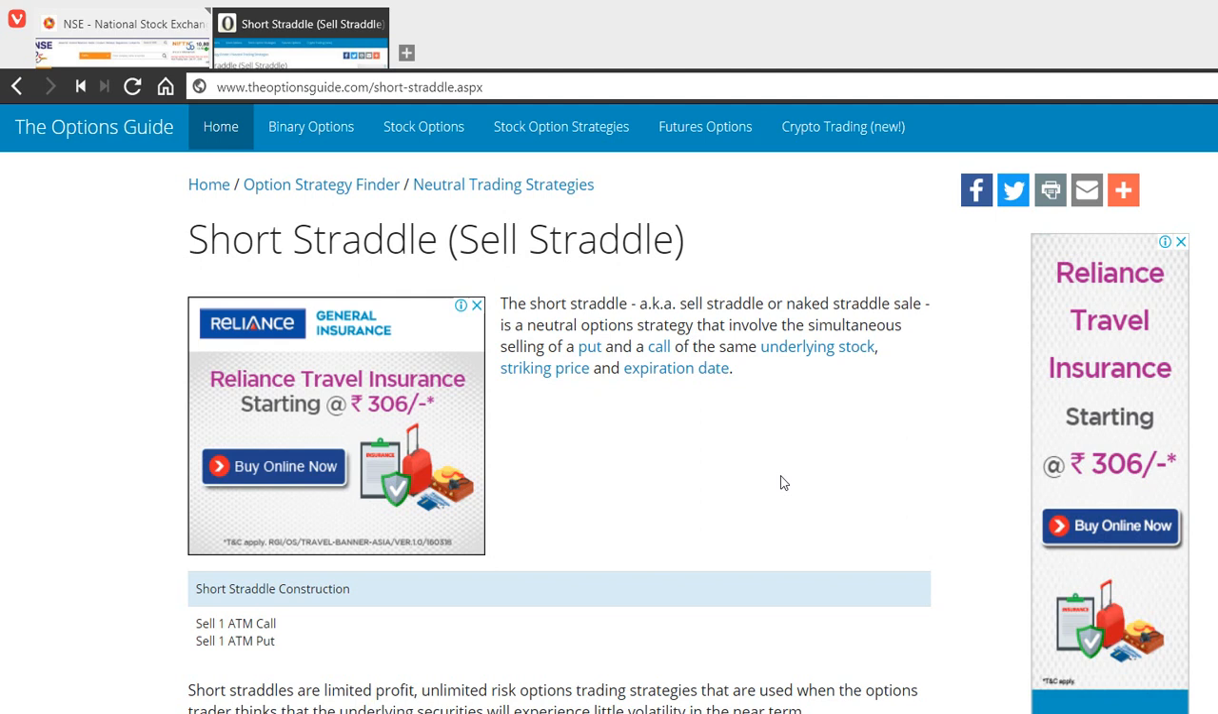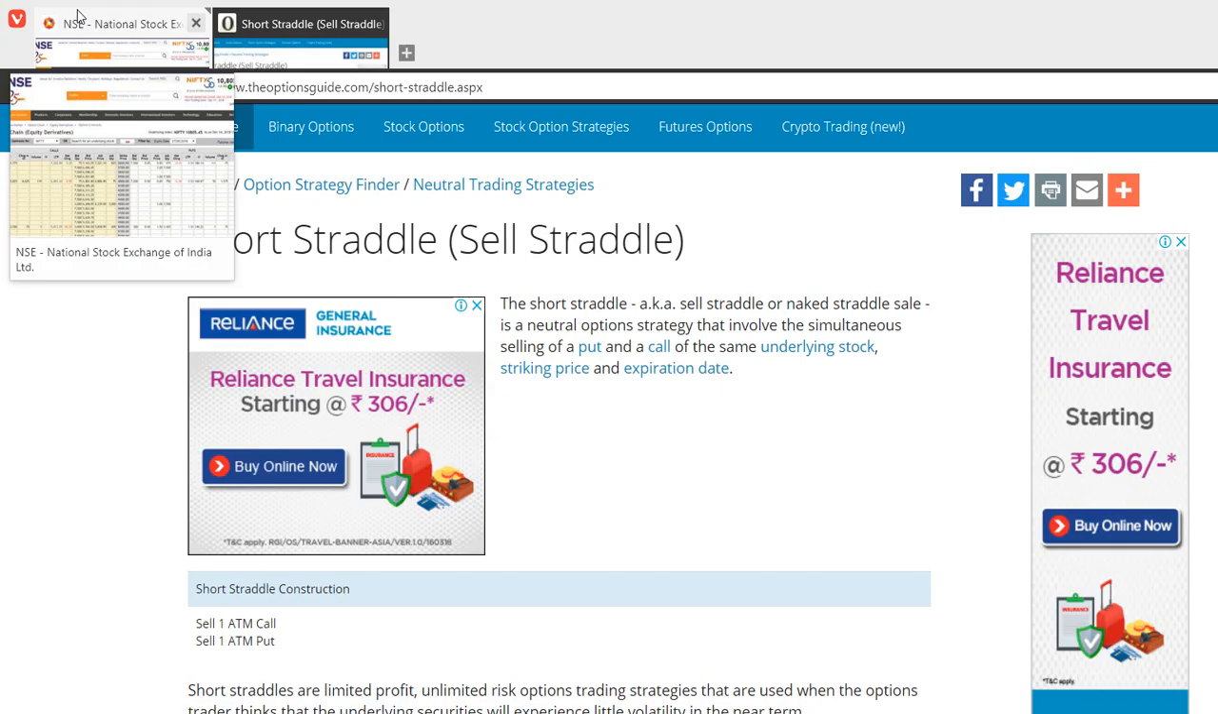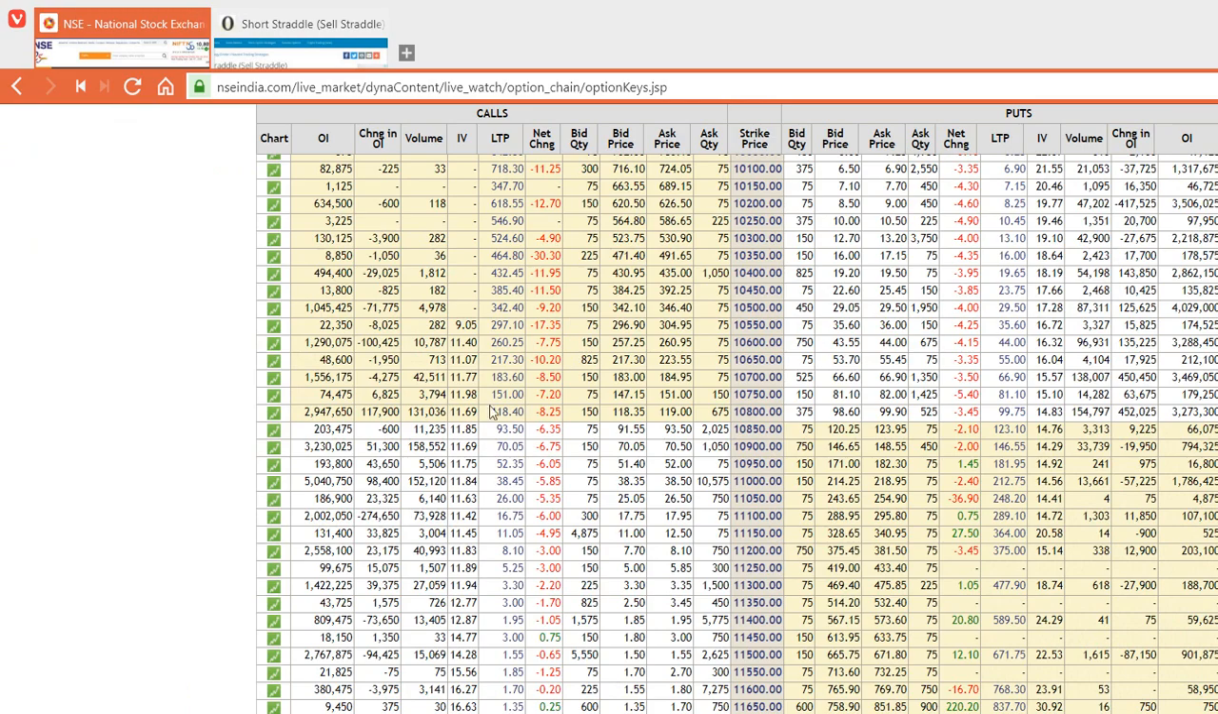Short straddle is a strategy where you would sell one particular strike price, the premiums of one particular strike price of both call and put. It could be very similar. I'll give you a small example immediately, and then I'll go ahead with explaining more.